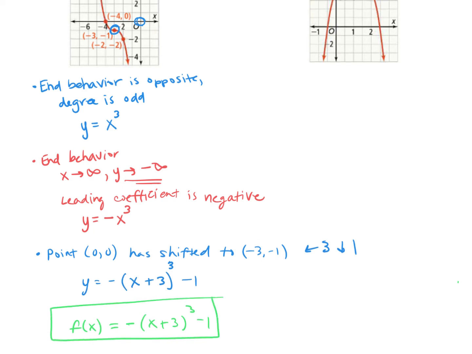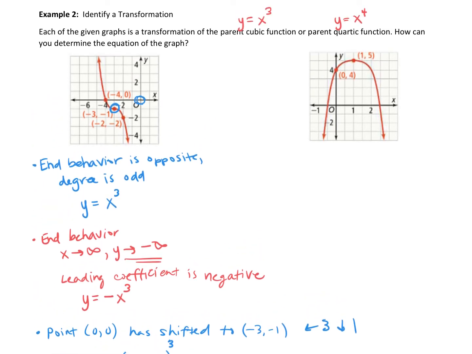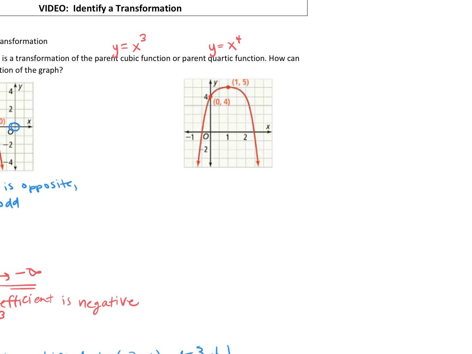All right, let's take a look at our next example. I would assume this to be a quartic function, but we're going to go through the same process. Let's take a look at the end behavior first. This will help us get the degree of our function. The end behavior is the same. What we mean by that is it's going down on the right and it's going down on the left. When it is the same, that means your degree is even. Of the two functions we're asked to work with, y equals x to the fourth is the one that has an even degree. So that's the parent function we're going to work with.